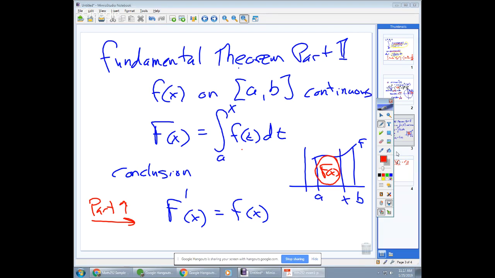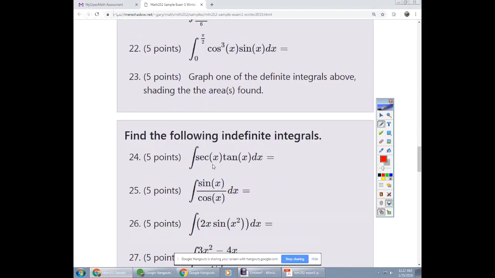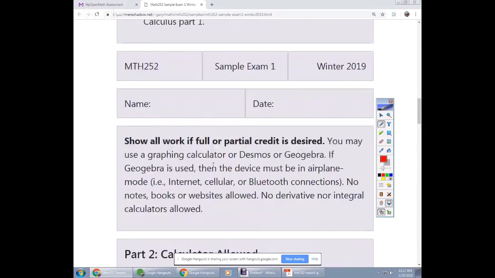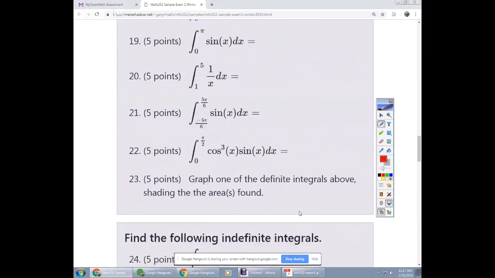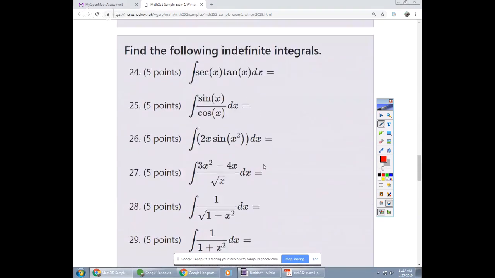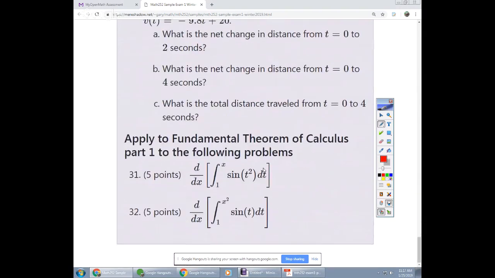Oh. Okay, so that's the fundamental theorem part 1. I think it wants you to go way to the bottom, the last 2 problems on the practice exam. Way down here. Oh, so applying. Okay, so this is a different question. You asked me to state it. No, I meant apply.